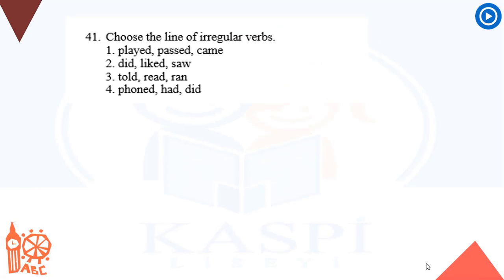In this task, guys, you have to choose the line of irregular verbs. As you know, regular verbs are used with ed, but irregular verbs change from the root morpheme. The correct answer is 3, because in the first, second, and fourth lines you see the verbs with ed.